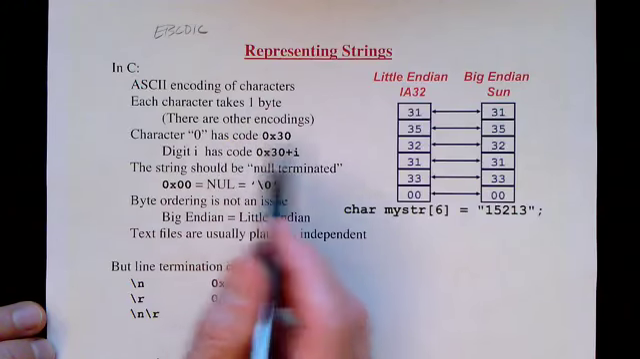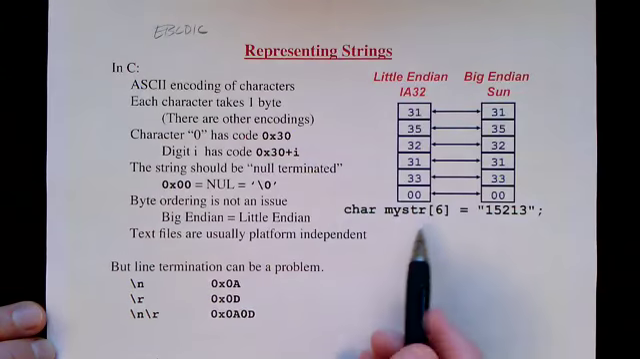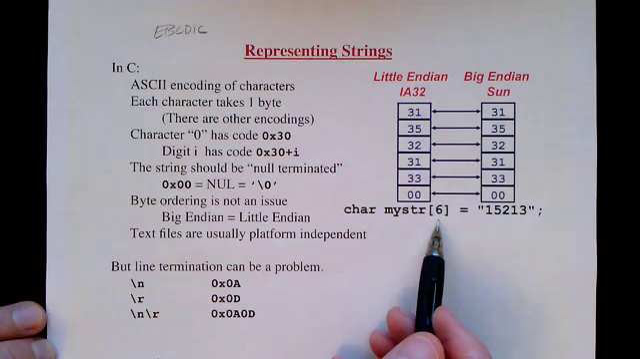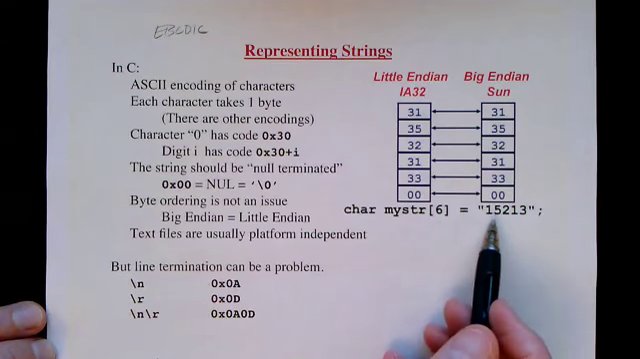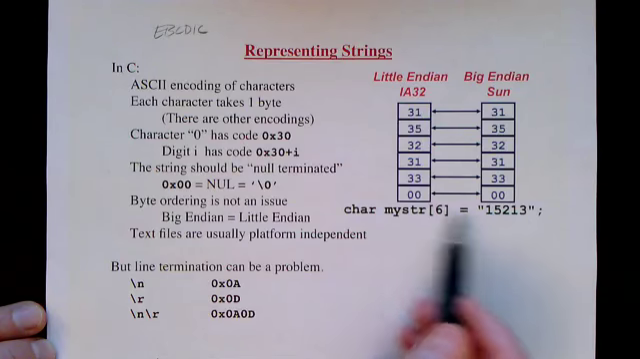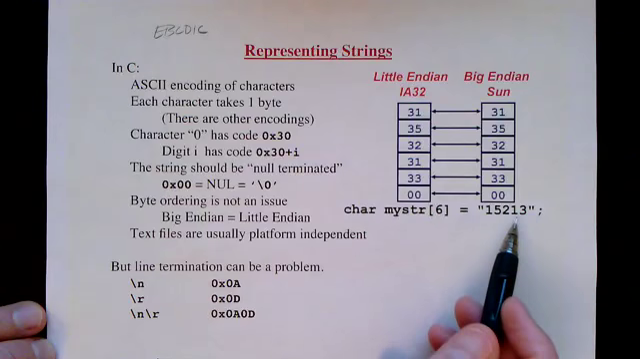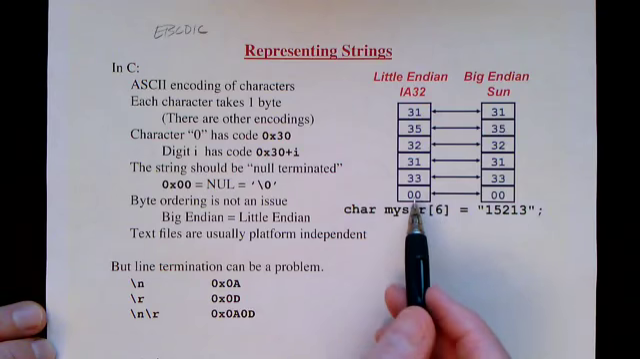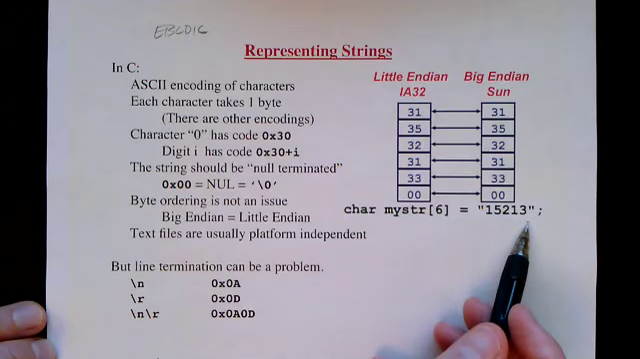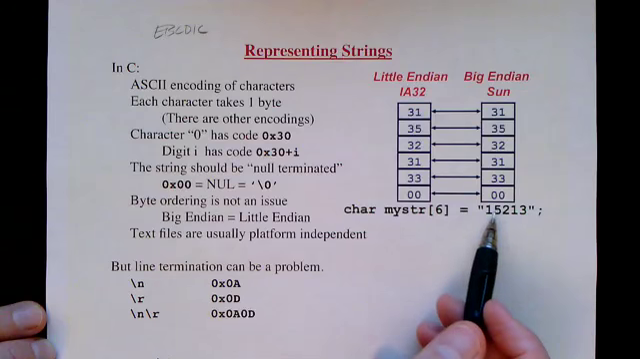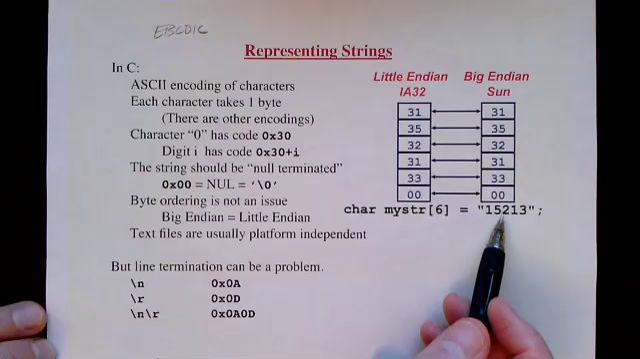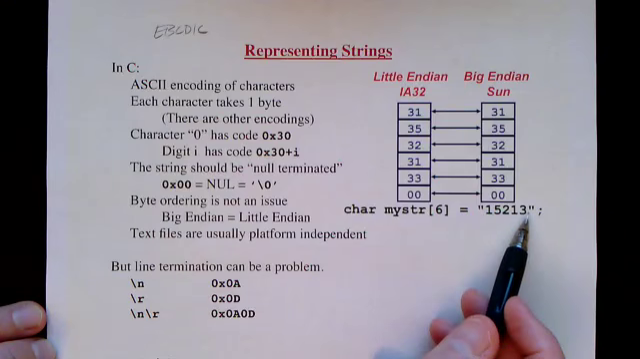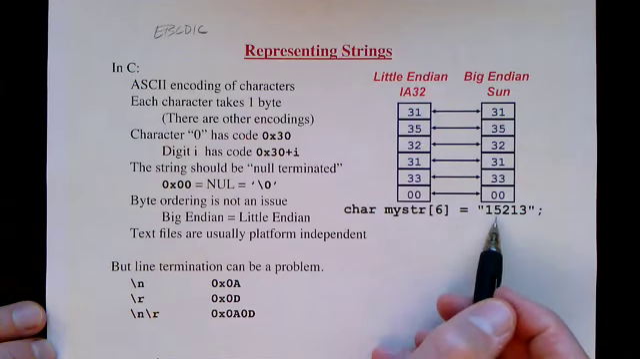So here is a string of characters, 1, 5, 2, 1, 3. We've allocated space for 6. It's an array, and remember we've got the null terminating it, the null character of all zeros. So how is this string stored in memory? Now, this might be a little bit confusing because you might look at this and see a number. You might see the number 15,213, but it's not a number. It's a string as indicated by the double quotes. It has 6 characters in it, and those characters are the digit characters.